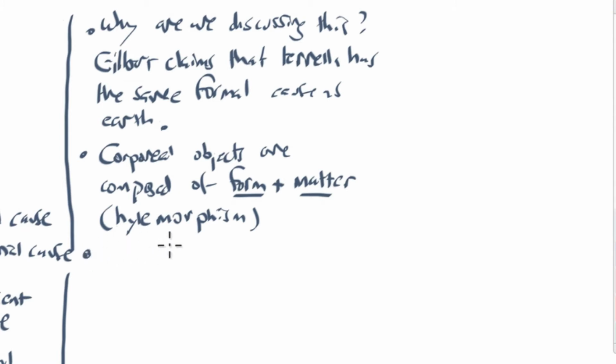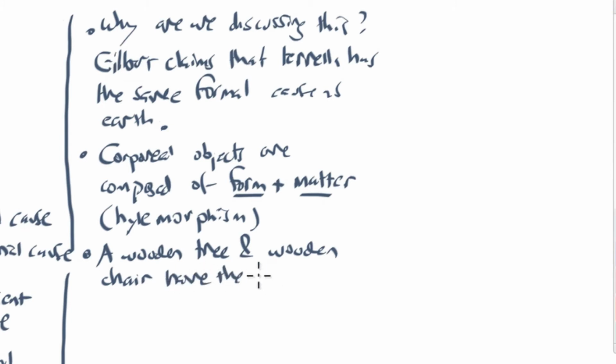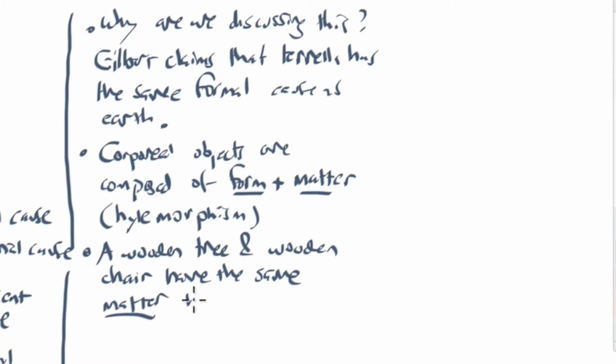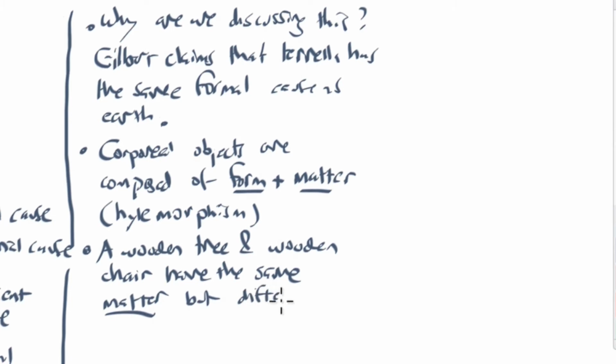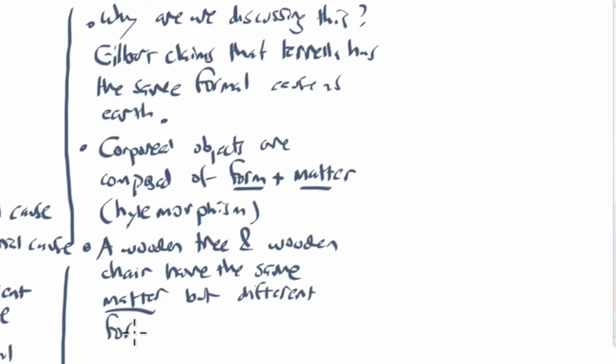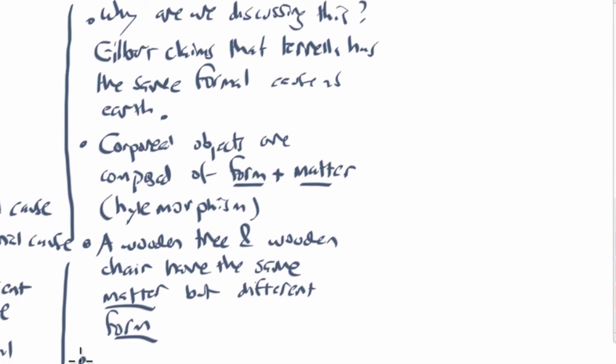Corporeal objects are composed of form and matter, and this makes sense. Why do I say that? Because you can't simply describe the matter alone. The matter alone cannot distinguish a wooden chair from a wooden tree. They're both made of wood. They have the same matter, but they have different forms. So a wooden tree and a wooden chair, or a wooden toy, or a wooden boat, they all have the same material cause, matter, but different forms. Matter and form are different concepts.